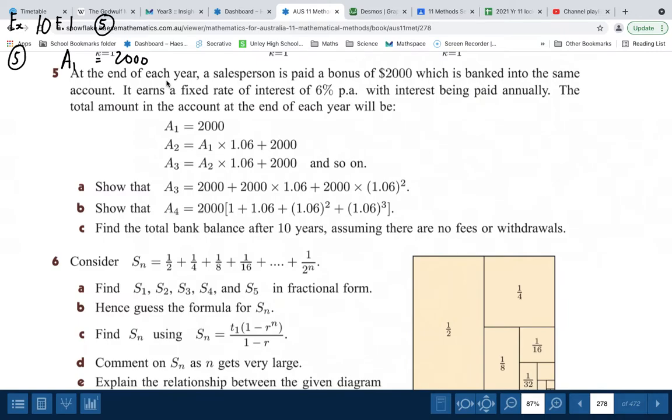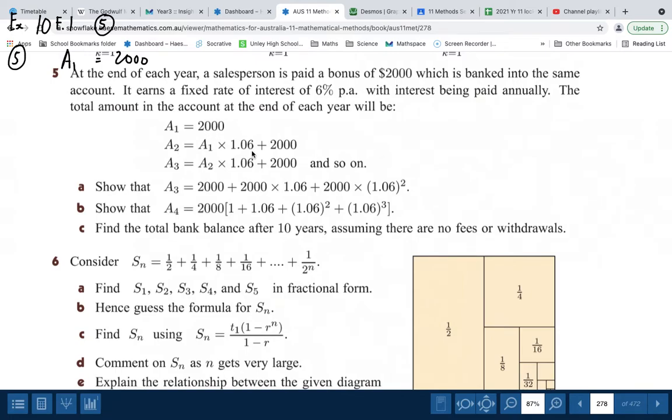So basically this person's getting $2,000 once a year, but every year they're not only earning interest, they're also getting an extra 2,000 added. So the book says, well, the first year you just get your $2,000 at the end of the year. This A standing for amount 1 after 1 year. After the second year, that $2,000 earned interest.